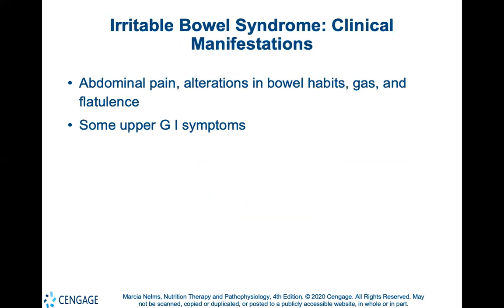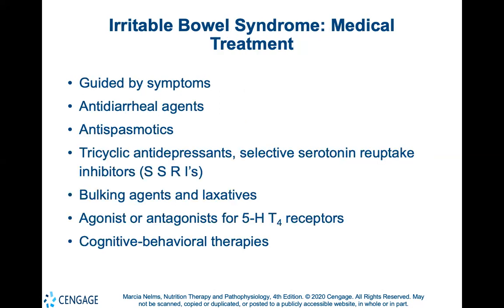So irritable bowel syndrome clinical manifestations, you're going to see abdominal pain, alterations in the bowel habits, gas, flatulence, and a lot of upper GI syndrome. So irritable bowel syndrome's medical treatment is going to be guided by the symptoms. They tried different things as seen on the slide, but please review this slide to know about the treatments for irritable bowel syndrome.